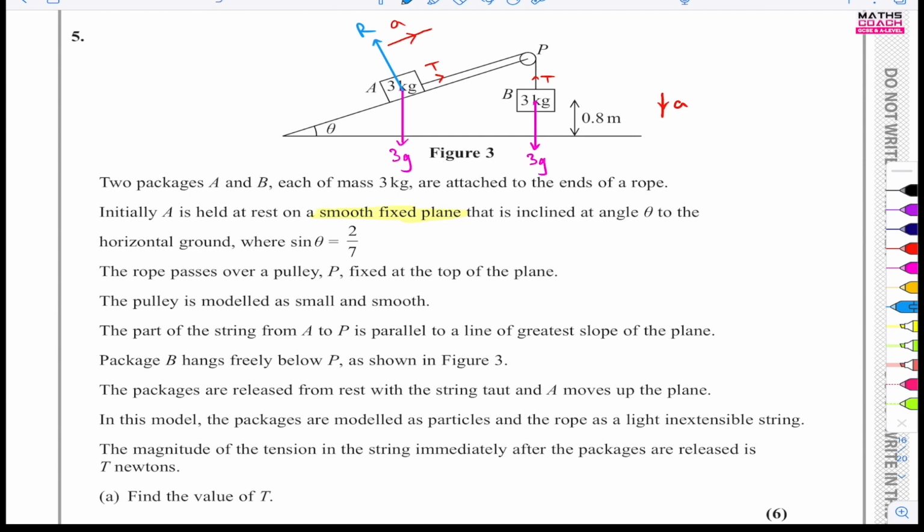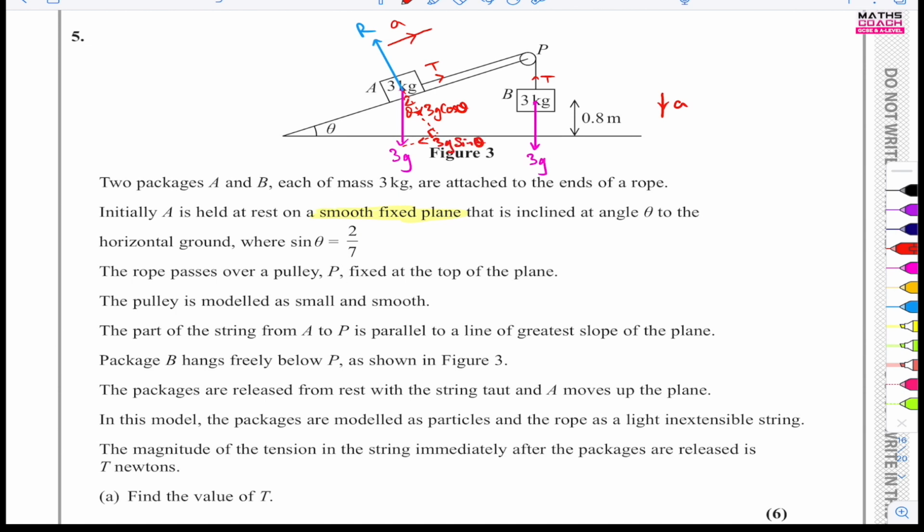Right, so next I'm going to break up the forces acting at A into their components. The reaction at A is perpendicular to the plane, so that's fine. But the weight of package A has to be broken up into its components, which are parallel and perpendicular to the plane. So that's the perpendicular component. This angle would be the same as theta. So the adjacent here would be 3g cos theta, and the opposite would be 3g sin theta.